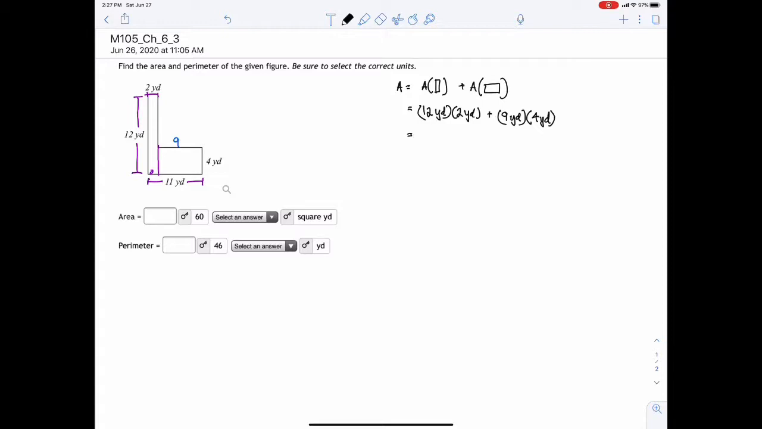Okay, and when we do that, that'll be 24 yards times yards is square yards, plus 9 times 4 is 36, yards times yards is square yards. And then when you add those together, we get 60 square yards.